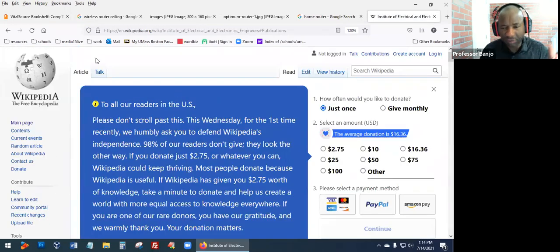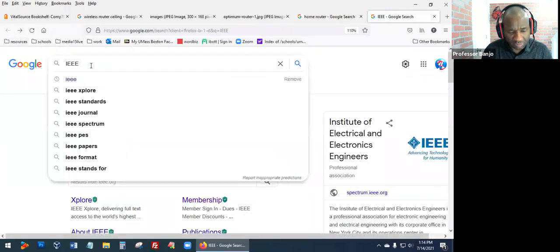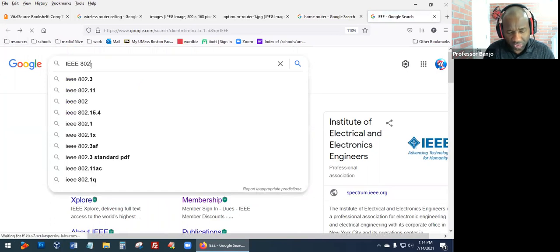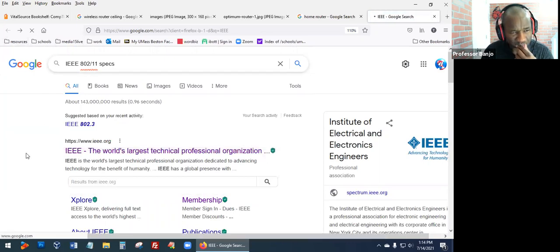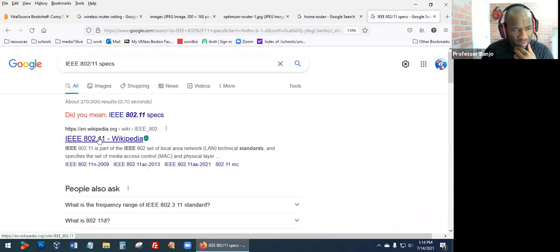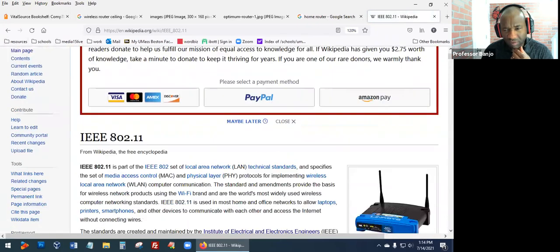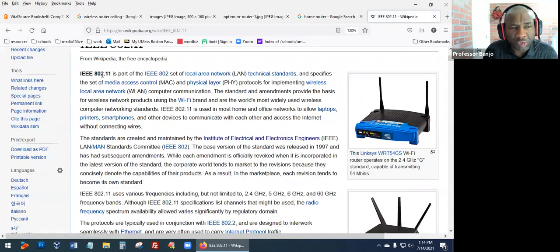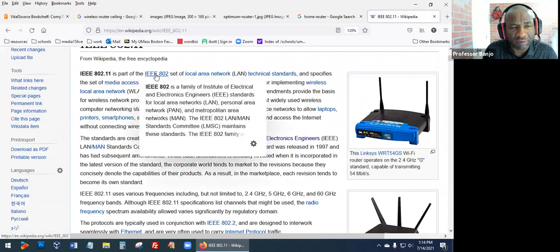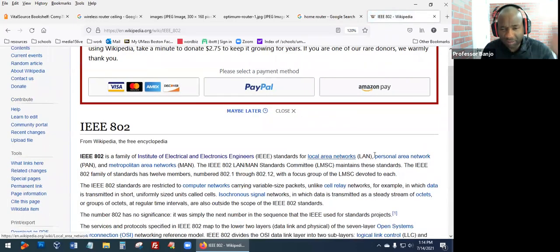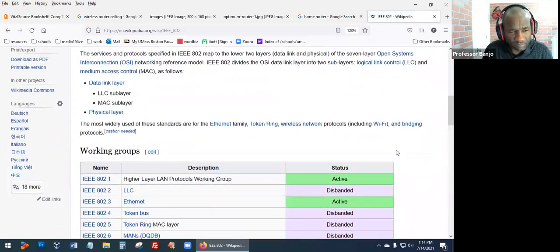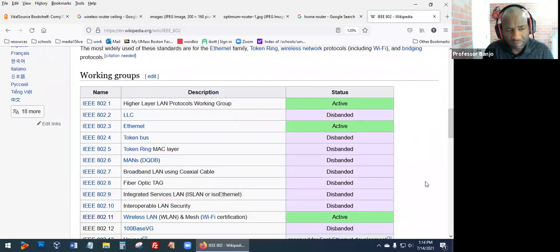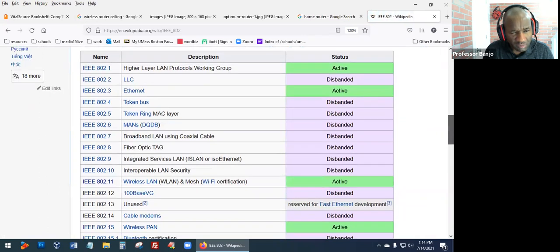Okay, you know what, let me just jump ahead because I don't want to spend too much time. Let me jump ahead and say IEEE 802.11 specs. Okay. So the 802.11 is a part of, let's look at this one here. Sorry, I'm jumping around.